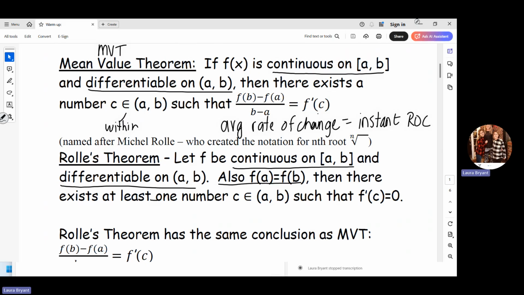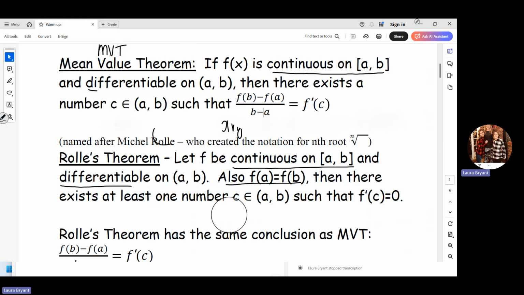So they're very similar theorems. It's just that in the first case, the two y values are not the same, and in the second case, the two y values are the same. And the difference is that if the two y values are the same, you're going to set the derivative equal to zero instead of the derivative equal to the slope.